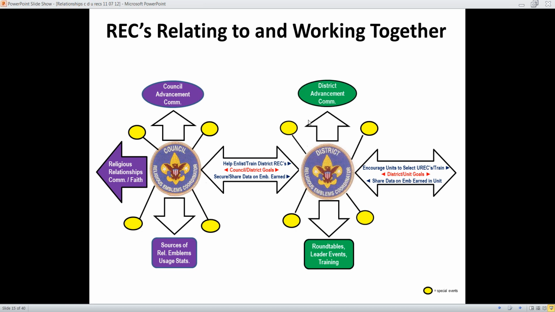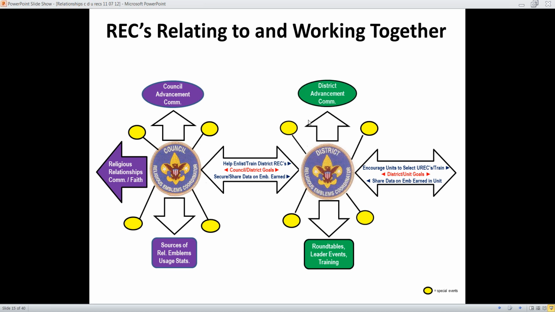Then this person also has a two-way arrow because they encourage the units to select a Unit Religious Emblems Coordinator and to do training. The district and unit goals are closely tied to working with the URECs. And also the URECs can share data on emblems earned in the unit.